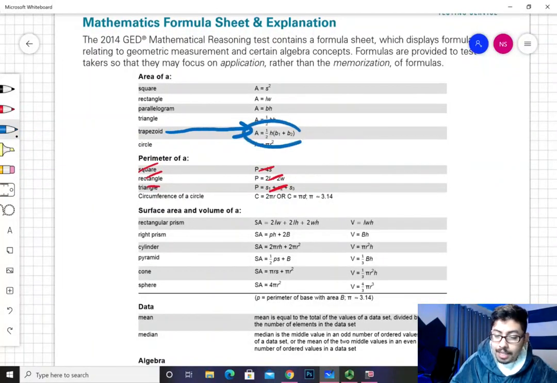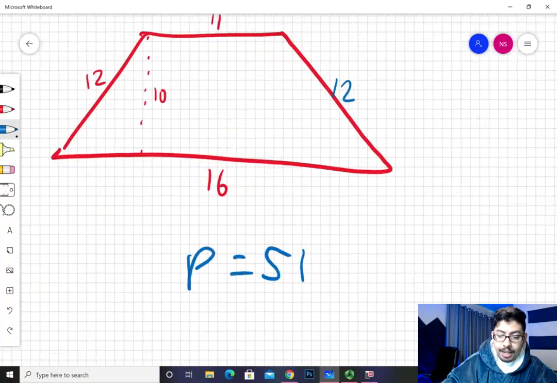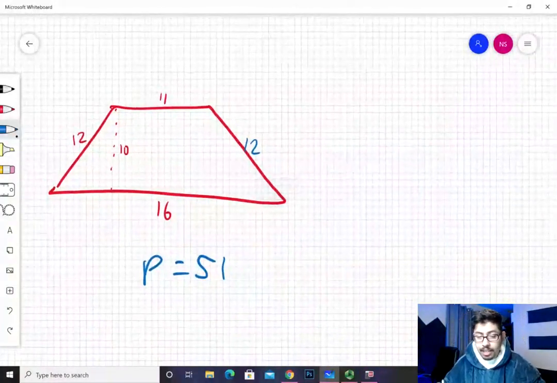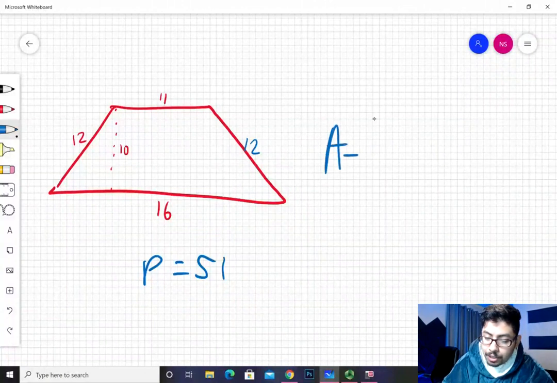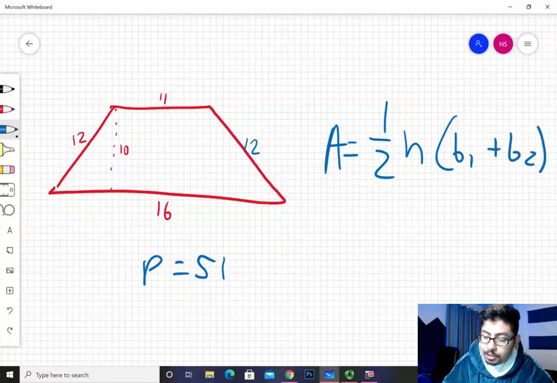So I'm going to get this formula and I'm going to write it out. It's helpful, trust me, to just write it out. You might think it's a tedious process. You could just look at the formula sheet and then try to calculate it, but it helps to write it out. It was 1/2 height, base 1 plus base 2.